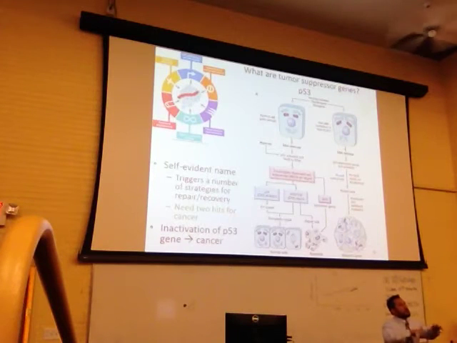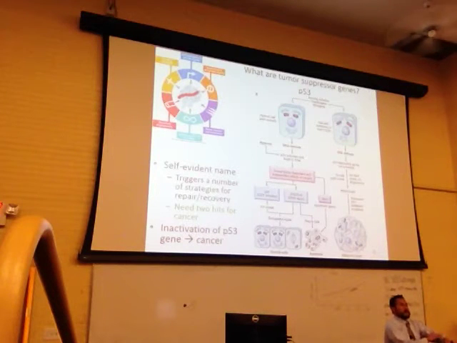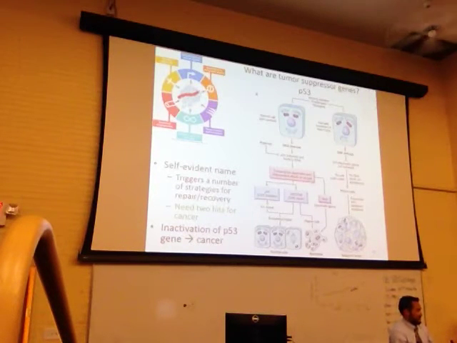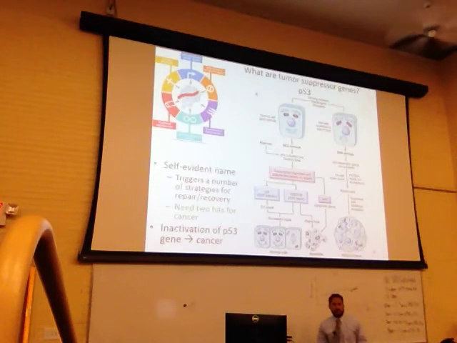So P53 level goes up when sunlight is being damaging to the tissue, and these patients didn't have any skin cancer. They just had upregulation of P53. So P53 is protecting them from getting cancer. Okay, so let's see what P53 does.